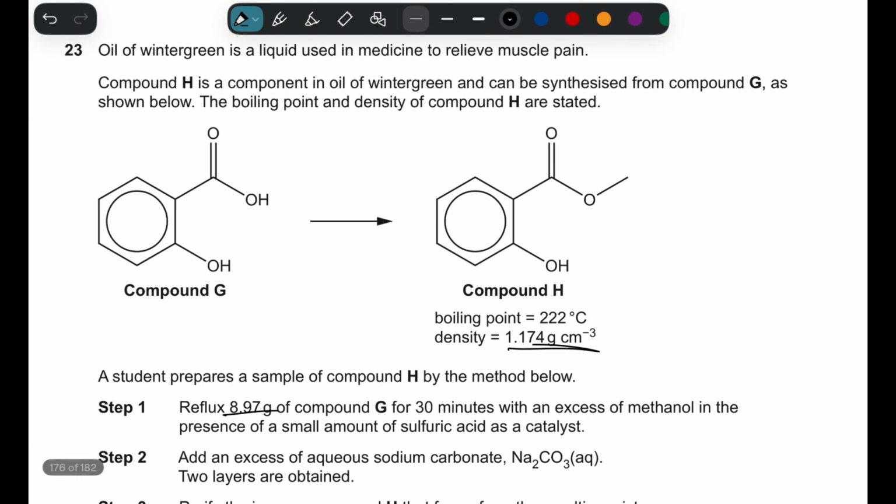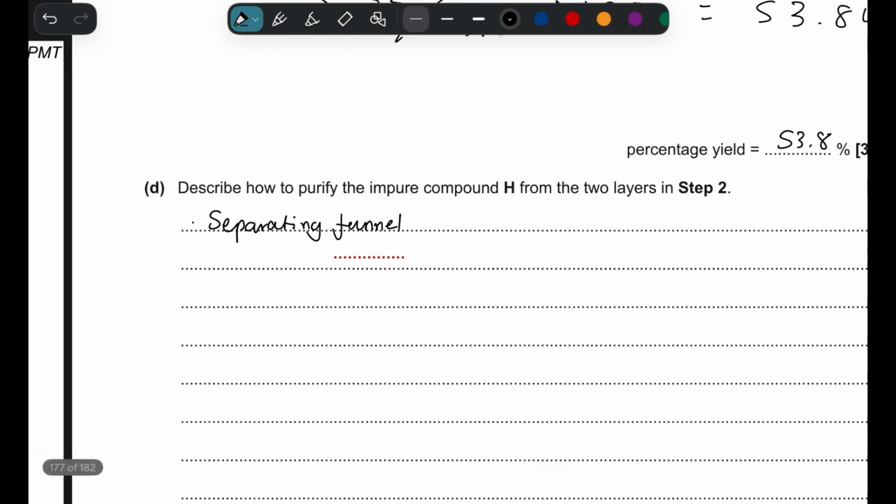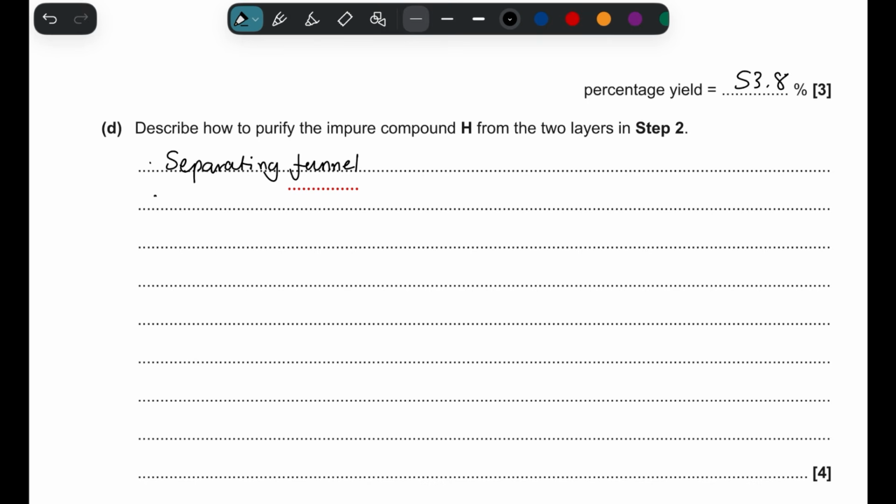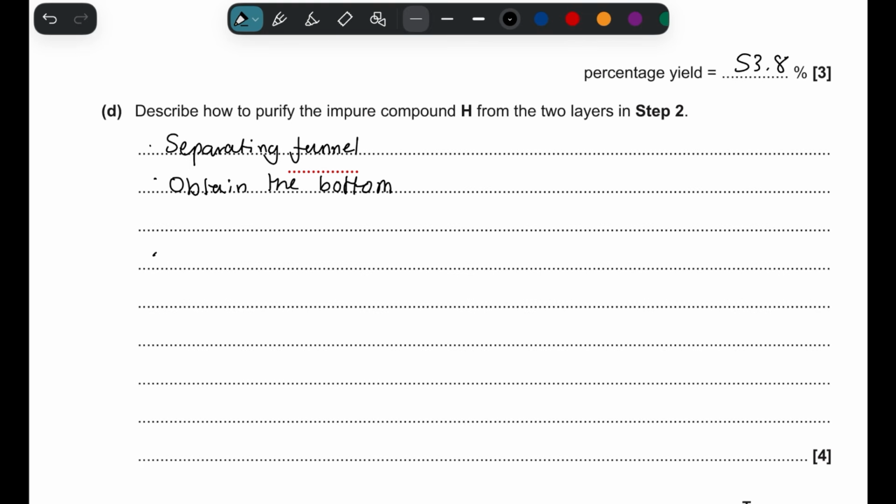So I'm looking here, its density is greater than water. Water is 1. So because density is greater than water, we're also going to mention to obtain the bottom layer. So with the separating funnel, you're going to let off the top, and you actually kind of it comes from the bottom anyway. So the bottom layer is what we want. Yeah. After we've got the layer, we need to dry with an anhydrous salt.